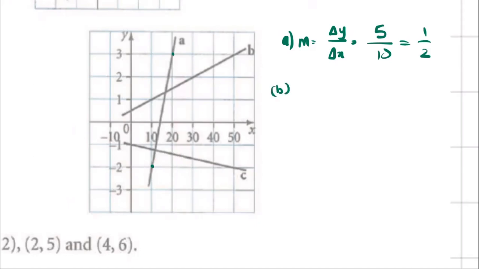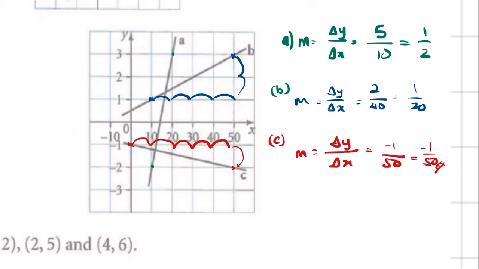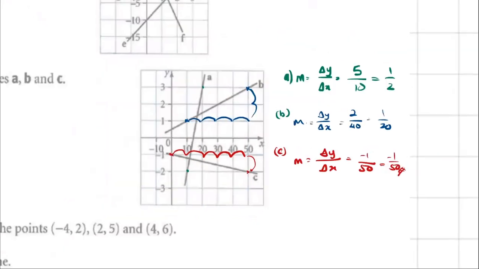Now B. 10, 20, 30, 40. 1, 2. B. 10, 20, 30, 40, 50. -1. Done.